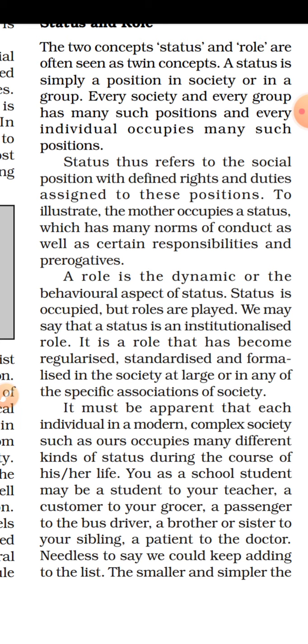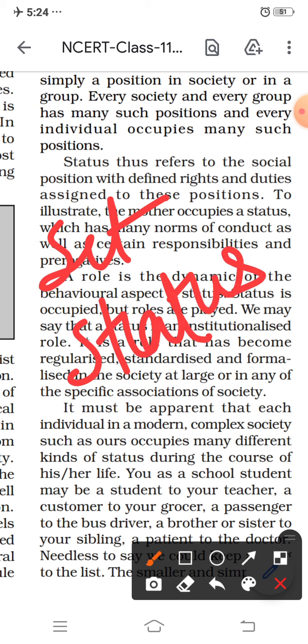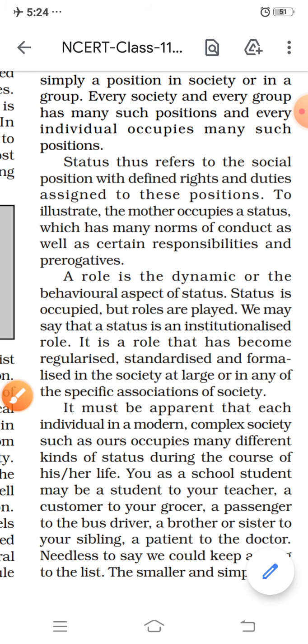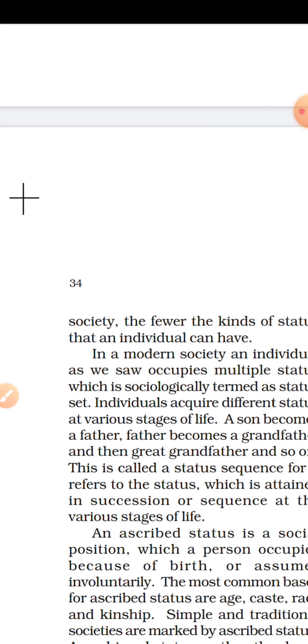So as per that, we sometimes speak of a status set and status sequence. In a modern society, an individual occupies multiple statuses, which is sociologically termed a status set. On the other hand, we have status consequence, or status sequence. It refers to the status attained in succession or sequence at various stages of life. For example, a son becomes a father, a grandfather, and so on.